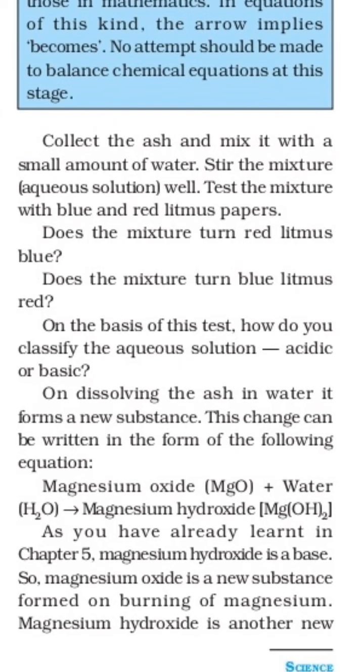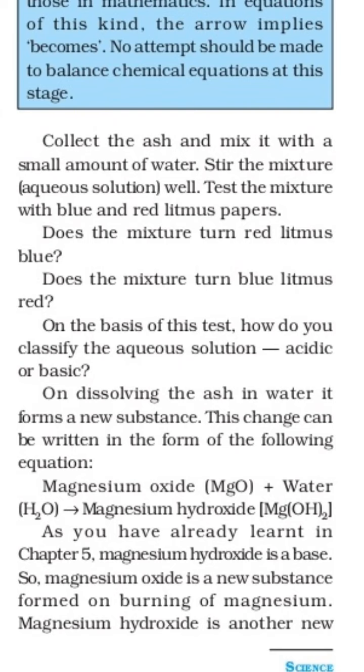Test the mixture with blue and red litmus paper. Your chapter number 5 is acids, bases and salts. In that we will learn how to use blue litmus paper and red litmus paper. Now here two questions are there. Does the mixture turn red litmus blue, and does the mixture turn blue litmus red?